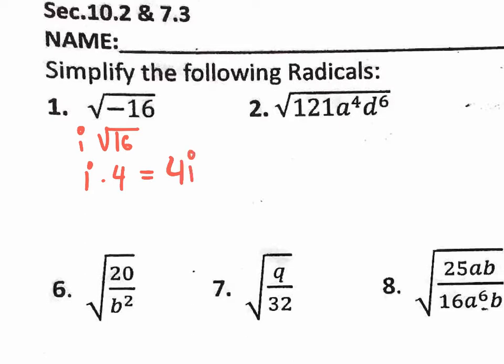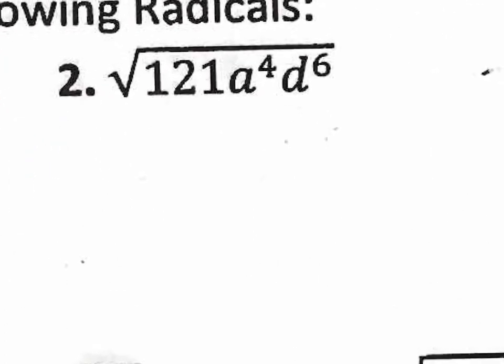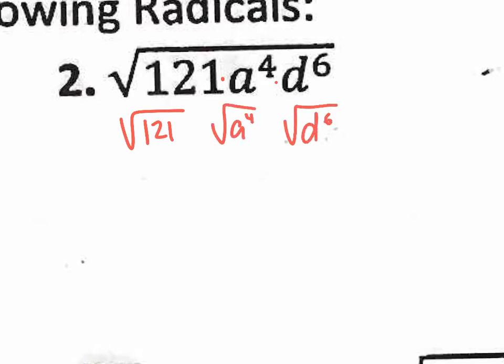Number 2, this is a square root. And remember, when you're multiplying inside the root, you could split the root to each of the terms. So if you split it to 121, split it to a to the 4th, split it to d to the 6th, you could actually do the square root of 121, that's 11. The square root of a to the 4th, that's really a squared. And the square root of d to the 6th is really d to the 3rd.